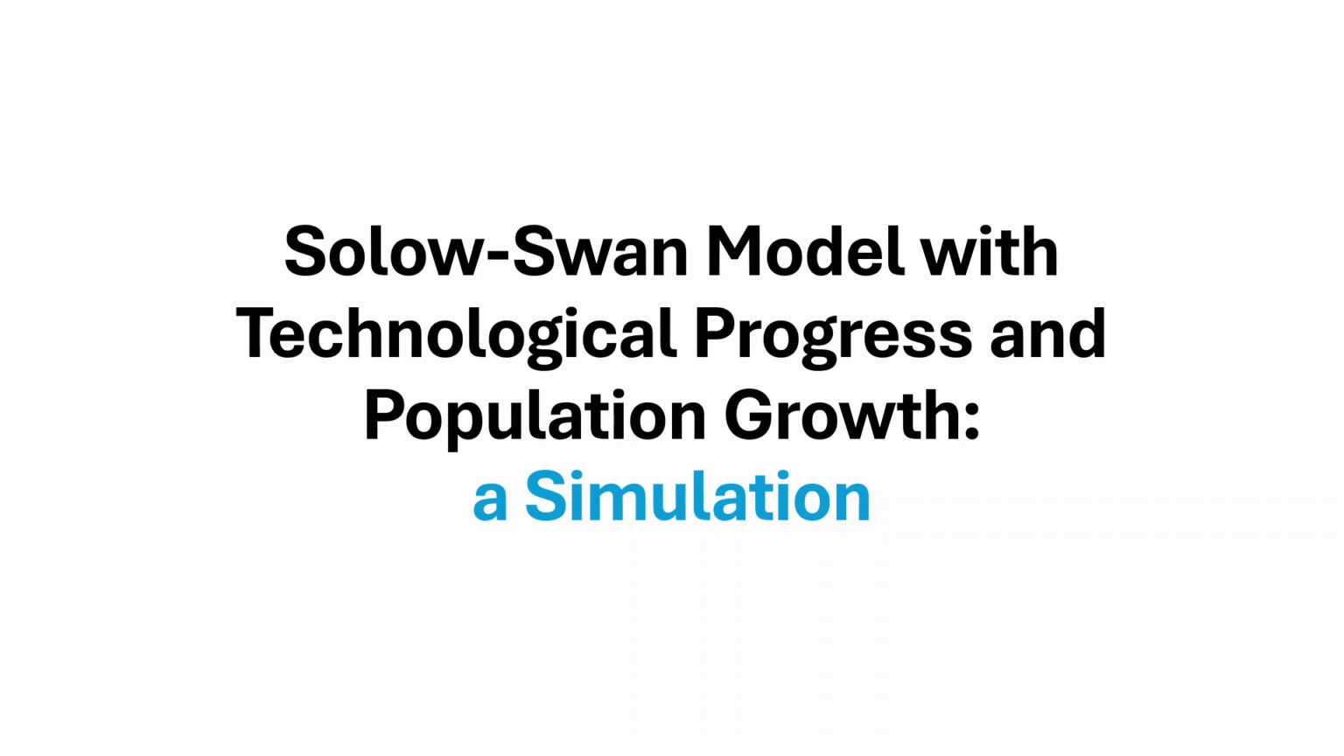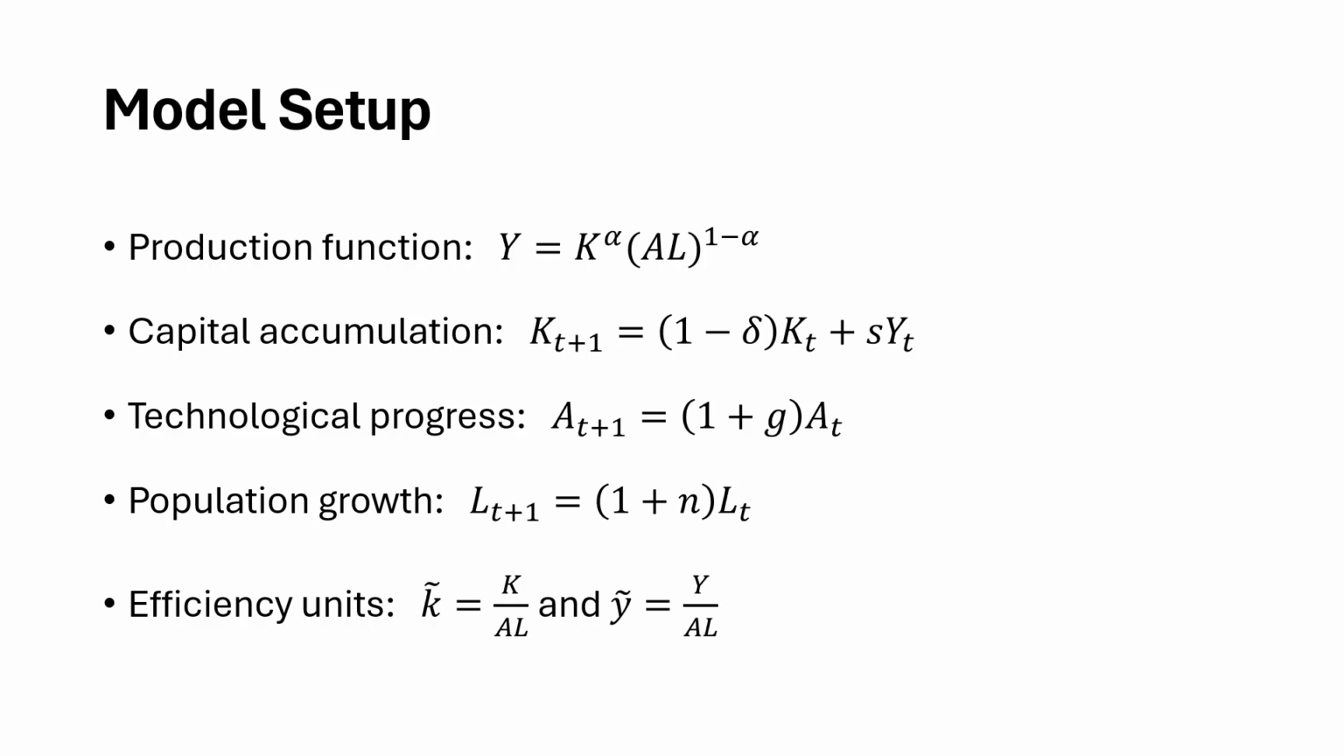Today we're going to be simulating the Solow-Swan model with technological progress and population growth. If you've never heard of this model before, it's a good idea to check out some other videos on that first before coming to this, because I will be assuming that you already know what the Solow-Swan model looks like, and we're going to be focusing more on the simulation itself. We'll be simulating the model using R today. But first, we'll go into a very quick overview of the model setup.